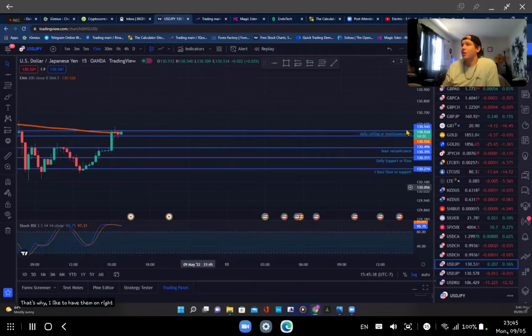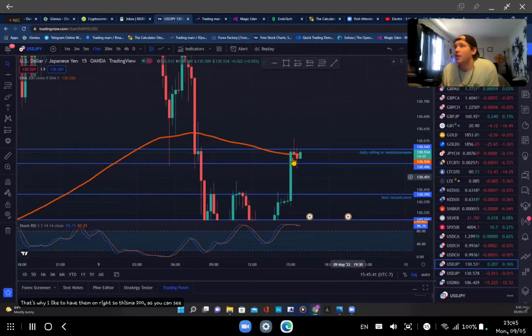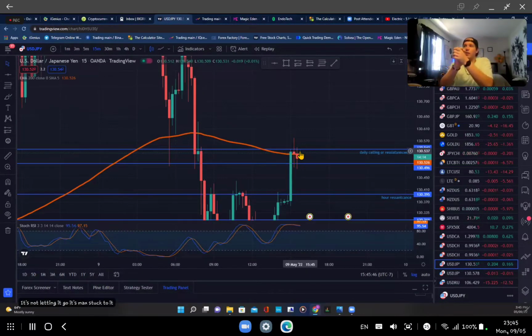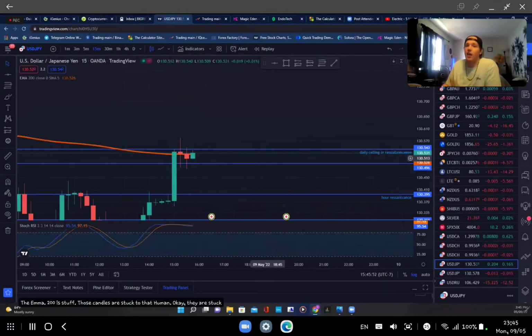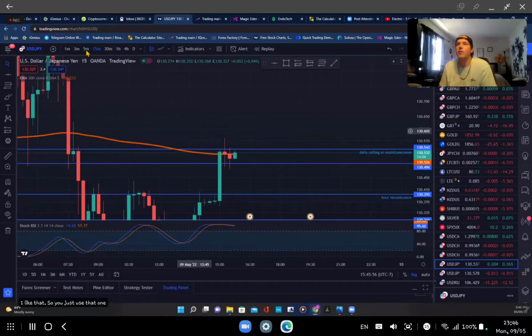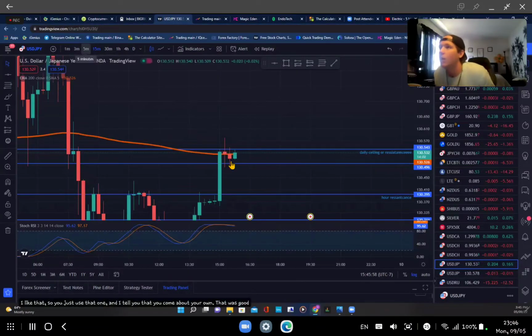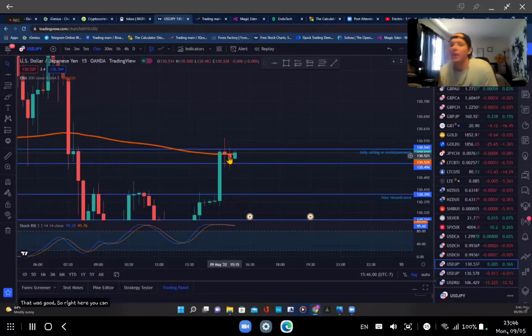So this EMA 200, as you can see on this 15-minute, will not let it go. It's stuck to it. Those candles are stuck to that EMA, okay? And like T said, eventually, magnet always. I like that. So you just use that one. Did I tell you that? You came up with that on your own. That was good.